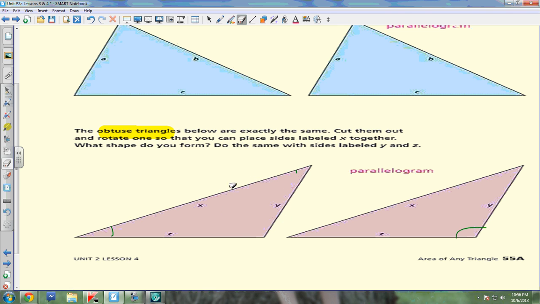And then down below here, obtuse triangles below exactly the same, cut them out. So here's where you have this one inside there that is greater than 90 degrees. So these other two, this one would be greater than 90. These other two would be less than 90, but the total would equal 180 degrees. And it would form a parallelogram as well.